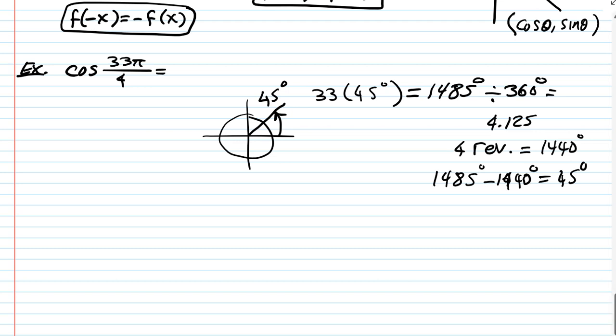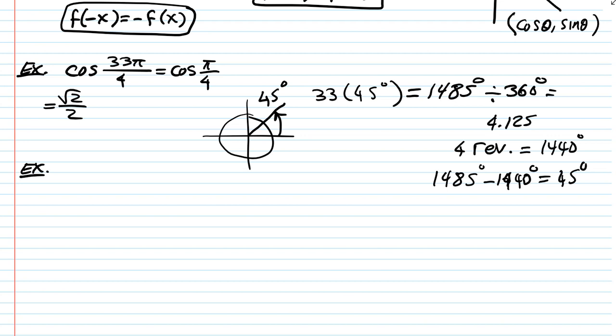So that means this is equal to simply cosine of pi over 4. Isn't that cool? Now we can go back to our unit circle and say, okay, well, cosine of 45 degrees, that's going to be equal to root 2 over 2. Because that was one of the special angles that we talked about. And that's it. There's the answer to that one.